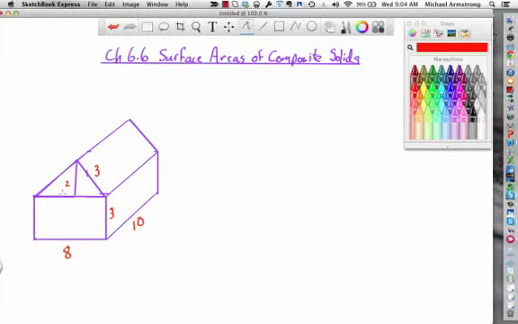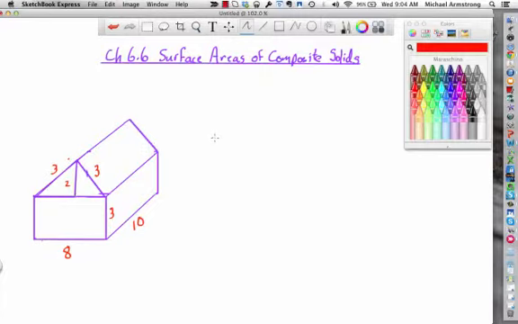This triangle is not drawn perfectly, but we're going to assume that this side and this side are the same length. So they're both 3. This edge is 10 all the way around, and the height here of this one is 3 and 8 across the front, and then this triangle is 2 high.